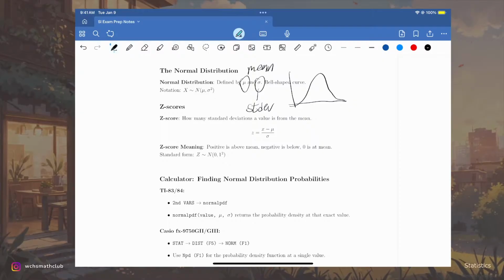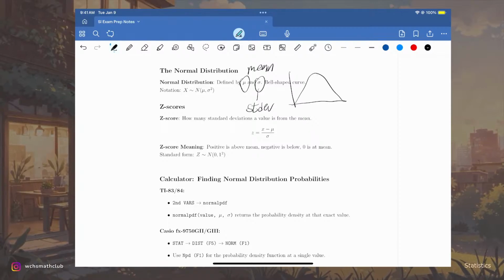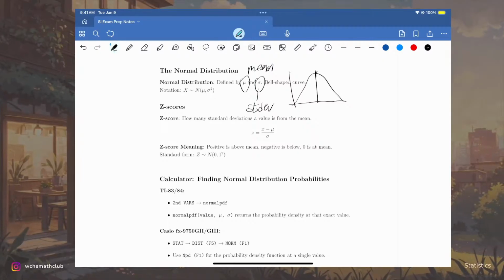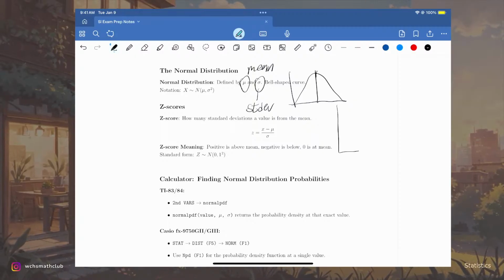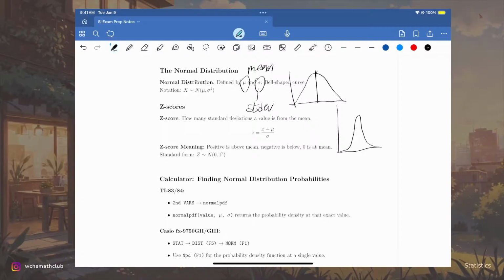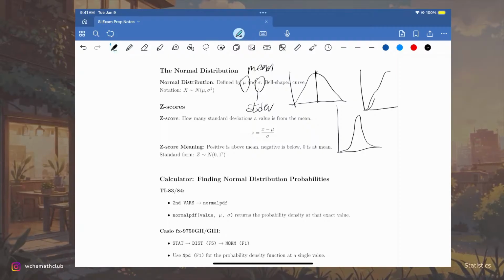So the mean is the central point. We want to know where's the center of all this data. And then the standard deviation measures how wide or narrow the curve is. If the standard deviation was really small, we'd see that most of the values are grouped together. It's not a very wide or spread out curve. Whereas if the standard deviation was larger, we'd probably see something a lot wider.